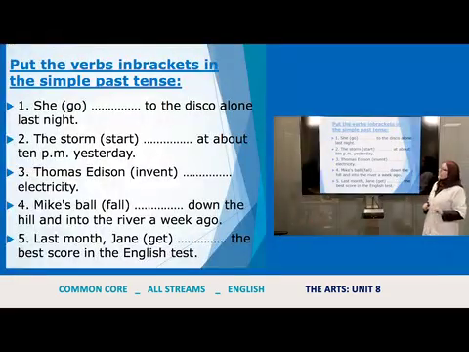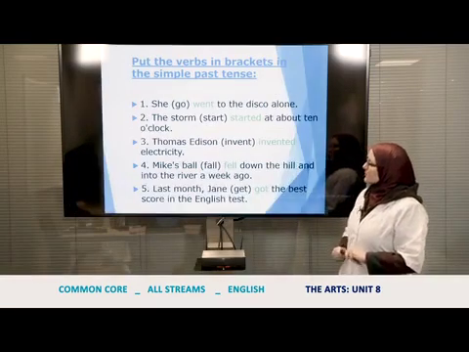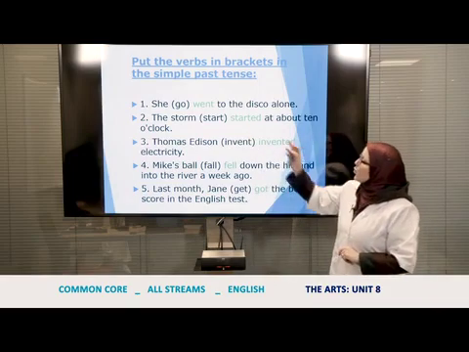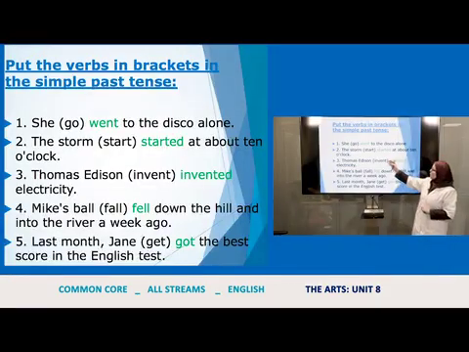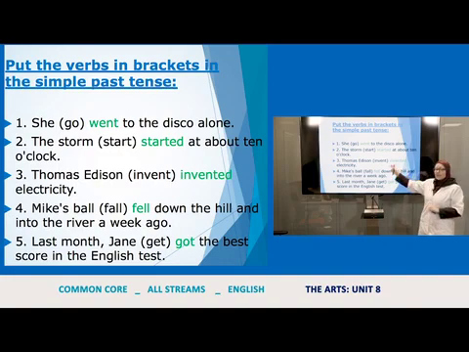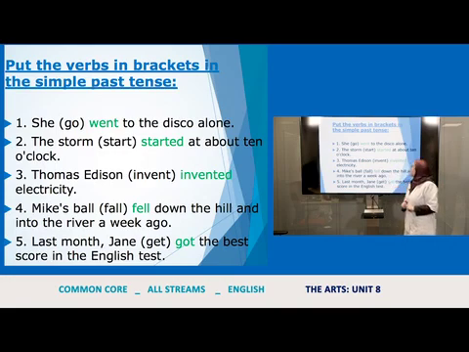So can you please put the verbs in brackets in the simple past form? I give you some seconds to do this exercise. So the verb to go becomes went. So she went to the disco alone. The storm started at about 10 o'clock. Thomas Edison invented electricity. Mike's ball fell down, okay, fall becomes fell, down the hill and into the river a week ago. And last month, Jane got.